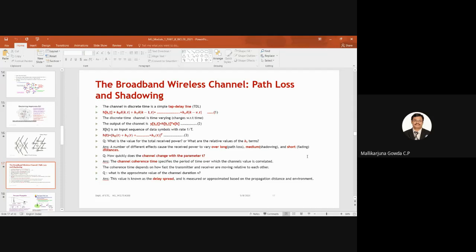So what is the effect on the received power? I said there will be a number of different effects causing the received power to vary. The received signal will vary because of a number of reasons. One is, over long distance we call that path loss. I will tell what that path loss is later. Then for a medium distance, that we call shadowing, and for short distance we call it fading. So because of these things, there will be fluctuations or variations in the signal power at the receiver.